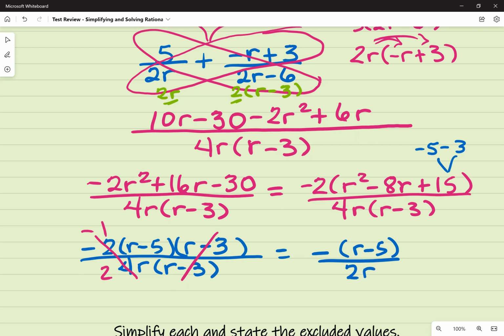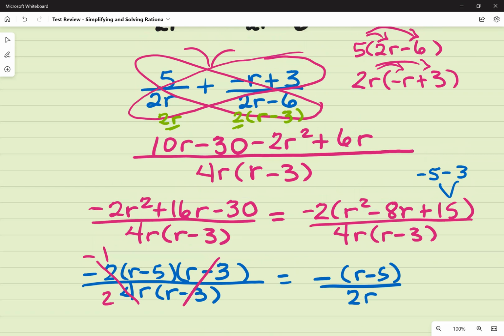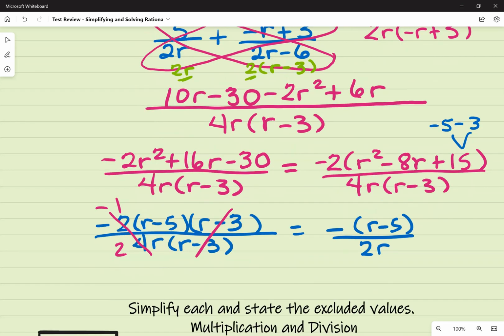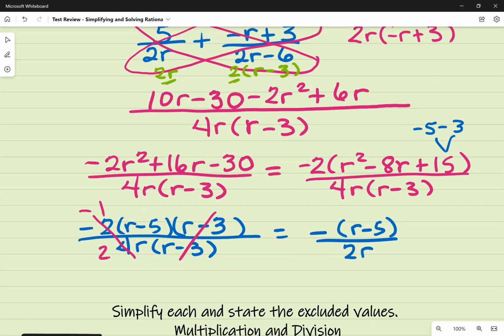Now, it depends on who's doing the worksheet or the test. They may leave it like this, or they may distribute it out, and that will be negative r plus 5 over 2r. So either way is acceptable.